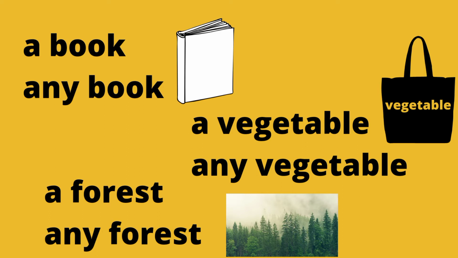A vegetable means any one vegetable. For example, there is a vegetable in this bag. It means any one vegetable. You don't know which vegetable is there. Similarly, Ahmed was passing through a forest. It means any one forest. We don't know about that forest.